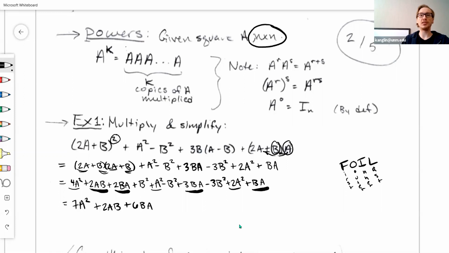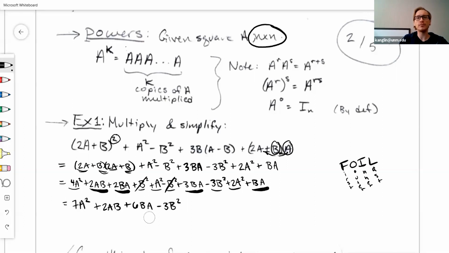And finally, I'll gather up my B squared terms. I have 1 copy, minus 1 copy, minus 3 copies. I'm left with minus 3 copies of B squared. And that's it, that's fully simplified. Notice, since A and B do not in general commute under matrix multiplication, we cannot combine these two. These are not the same matrix. AB is not in general the same as BA.